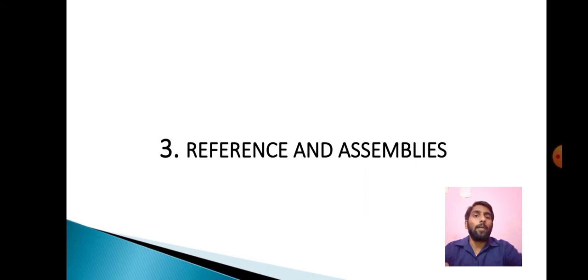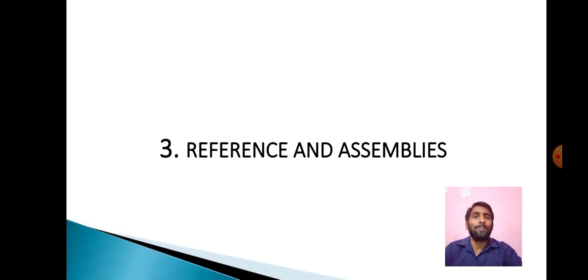And here are the disadvantages of the client-server model: server overload and the impact of the centralized architecture. So my fourth and final topic is references and assemblies. There is a mistake in the numbers, like this is a 3 and this is also 3. So this is my last and fourth topic.